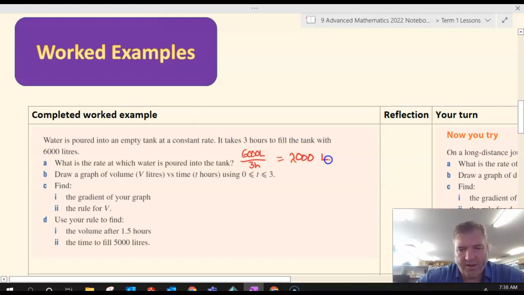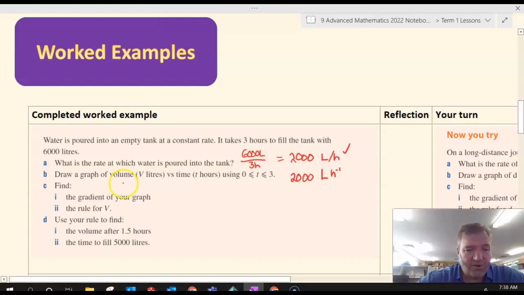And usually we write out units as litres per hour, don't we? Or we could write litres and then h to the negative 1, because a negative power is the same as dividing by it. But litres per hour is fine. So the rate, you just take the amount divided by how long it took. There's my rate, litres per hour. 6,000 divided by 3 is 2,000 litres per hour.